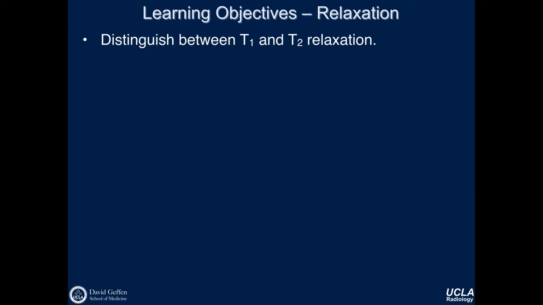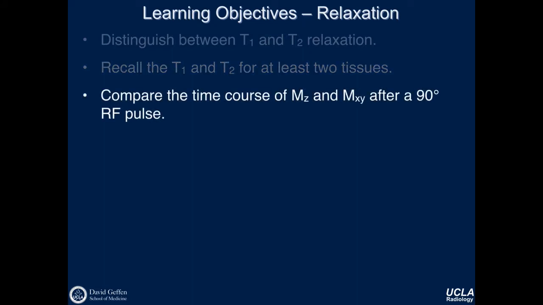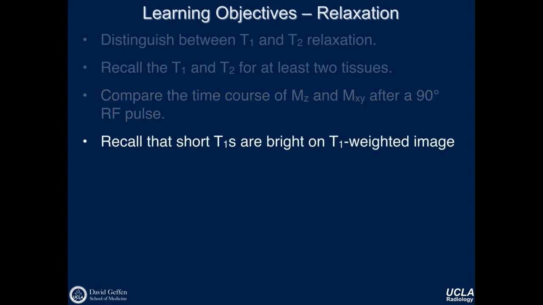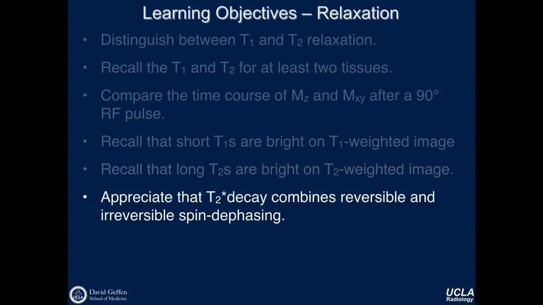At the end of this module, you should reach the following learning objectives: to distinguish between T1 and T2 relaxation, to recall the T1 and T2 for at least 2 tissues, to compare the time course of MZ and MXY magnetization after a 90-degree RF pulse, to recall that short T1s are bright on a T1 weighted image, to recall that long T2s are bright on a T2 weighted image, to appreciate that T2 star decay combines reversible and irreversible spin dephasing. So first, T1 and T2 relaxation.